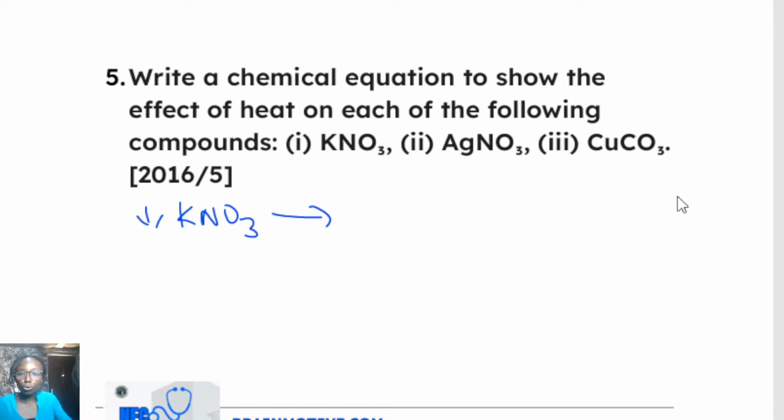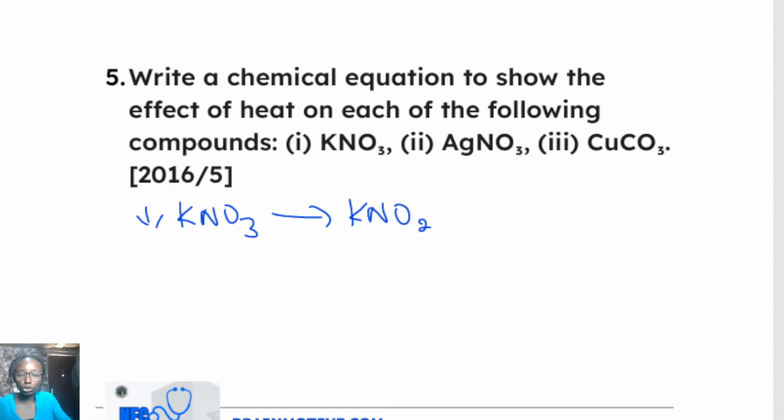Now, I don't know if we know anything about when you add heat to a certain compound. But you see this particular compound, when you apply heat to it, you can call it potassium nitrate because of the 3 oxygen, or potassium trioxynitrate 5. When you apply heat to it, what happens is that the compound is reduced, so it loses one atom of oxygen.